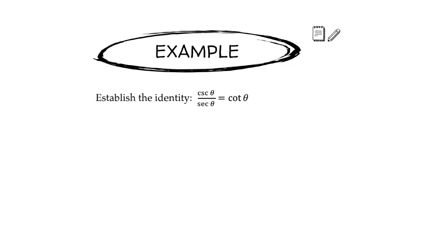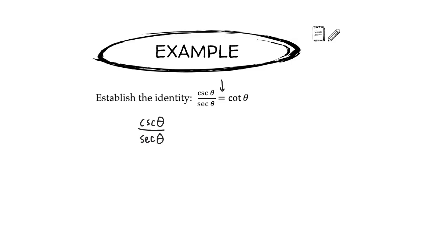In our first example, we'll establish the identity cosecant divided by secant is equal to cotangent of theta. So this is true for all values of theta. So the plan is not to solve for theta, but instead to verify that the equality stated here is true. So I won't assume that they're equal in the process. Instead, I'll start on the left-hand side, and it's generally a good idea to start on the more complicated side. And I'll just rewrite that here.